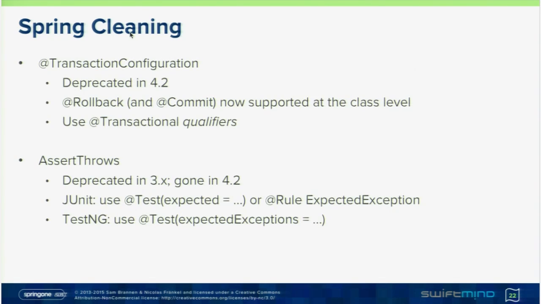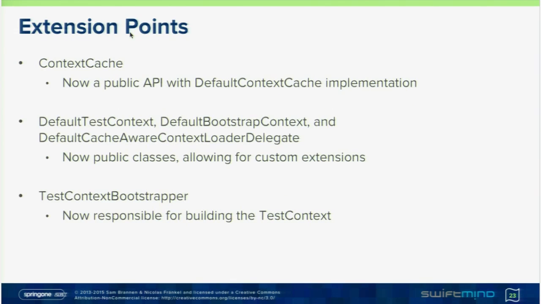Another feature that's been around a long time, the AssertThrows class, was deprecated in 3.x and is now gone in 4.2. So if you had been using that and you upgrade and your code doesn't compile, just switch to something already provided by your current testing framework. So for example, if you're using JUnit, just use @Test expected, or potentially the @Rule ExpectedException variant that actually allows you a lot more power. And with TestNG, you can use expected exceptions, more than one, yeah.